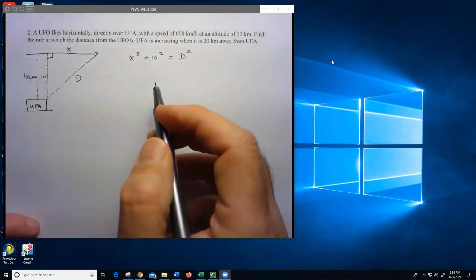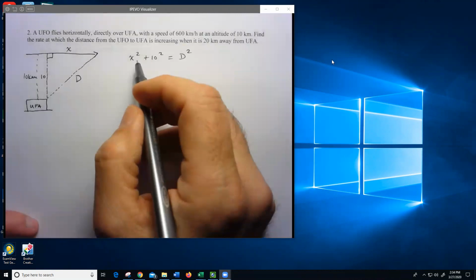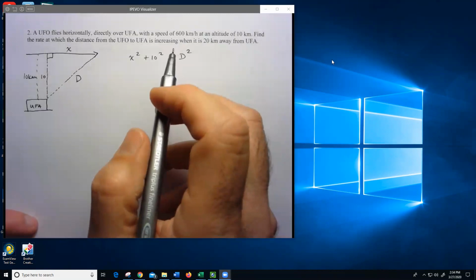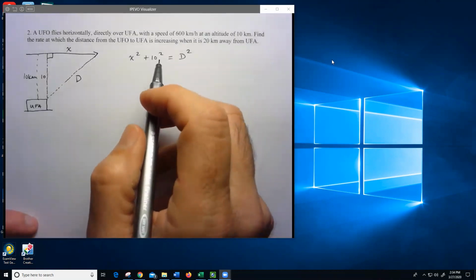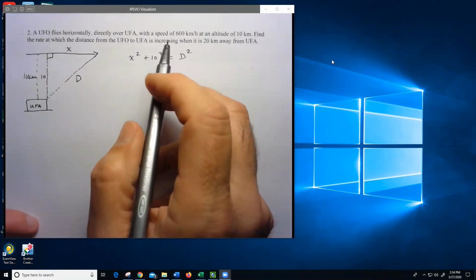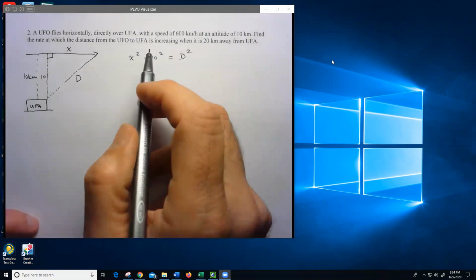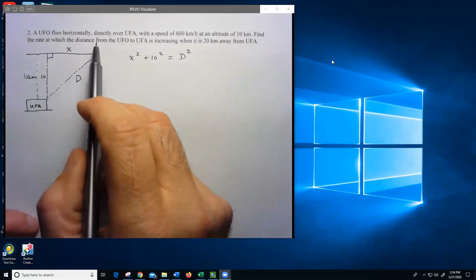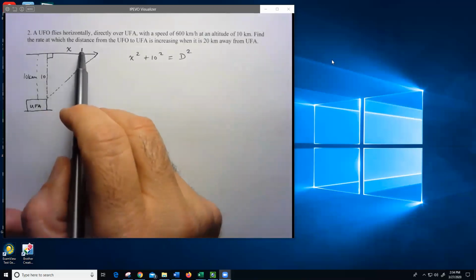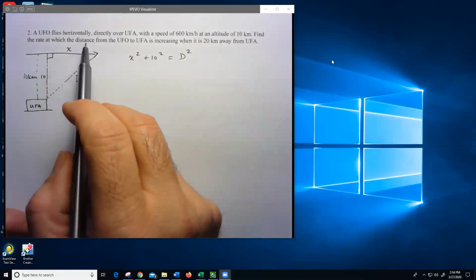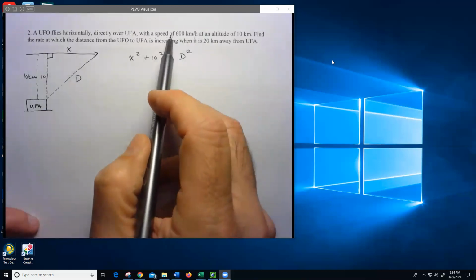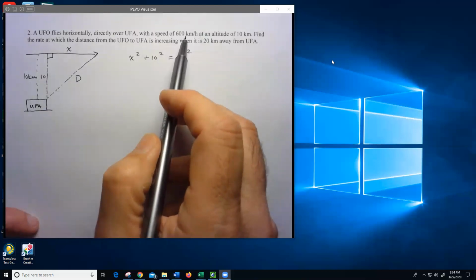Okay, so what I'm going to do now is differentiate both sides, but differentiate with respect to what? This is what's important: what type of derivative am I interested in? I see a couple of x's, a couple of t's. Well, when we talk about the rate at which the distance is increasing, it could be with respect to this variable x, but it also could be with respect to time. But when I look at the information that's given, it's a rate with respect to time, okay?